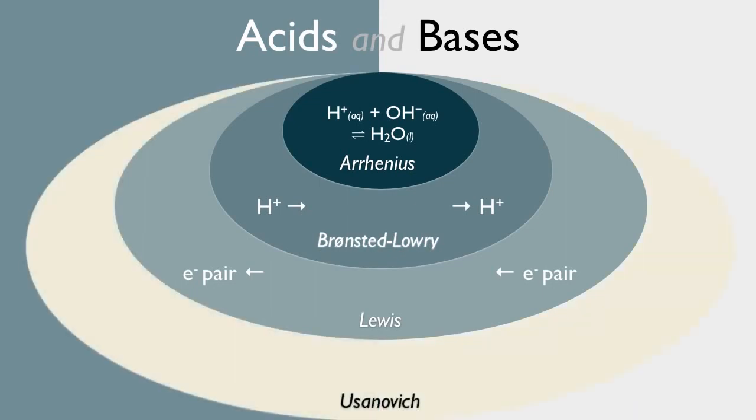There's another theory that's not too well known, invented by a Russian scientist named Usanovich. In his theory, which is even more general than Lewis acid-base theory, an acid is something that accepts anything negative, electrons or a missing positive proton, whereas a base is anything that accepts anything positive, such as a hydrogen cation or a missing electron pair. This theory didn't take off very well because a lot of chemists didn't like that it was so broad it would also include all of oxidation and reduction chemistry.